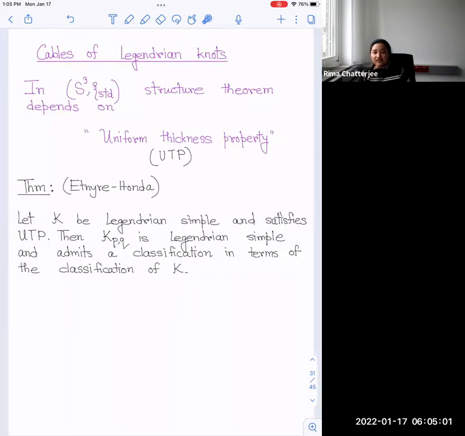In Etnyre and Honda's theorem, if the knot is Legendrian simple and it satisfies the uniform thickness property, then the cable is also Legendrian simple. And not only that, it actually admits a classification in terms of the classification of the underlying knot. So this tells us that this property is very crucial for their theorem. So what is this property?